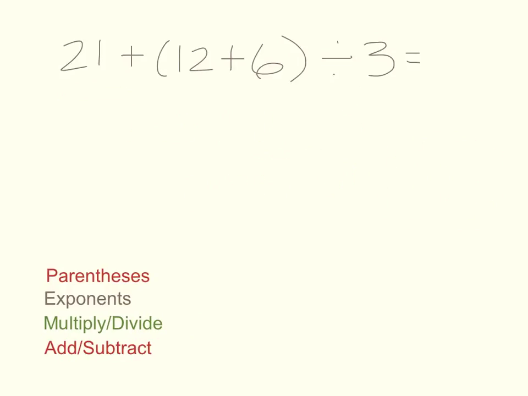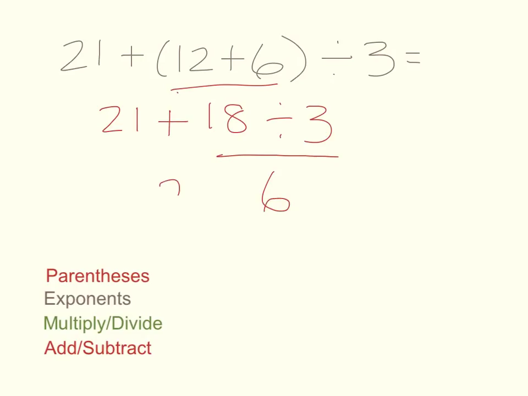Pause the video while you try this one. Be sure to follow the order of operations. Doing parentheses first, we get 18. So I bring down my 21 plus my answer, divide that by 3. Next in my order of operations is multiply and divide. So I have a divide right here. 18 divided by 3 is 6. Bring down my 21 plus 6 for a total of 27.